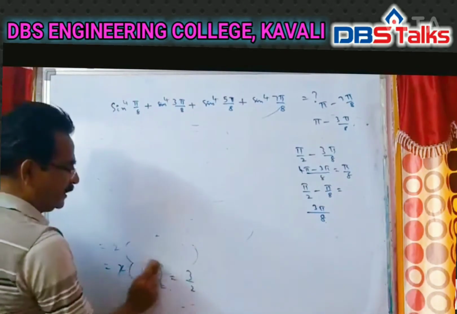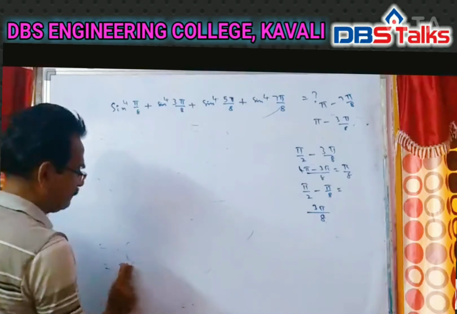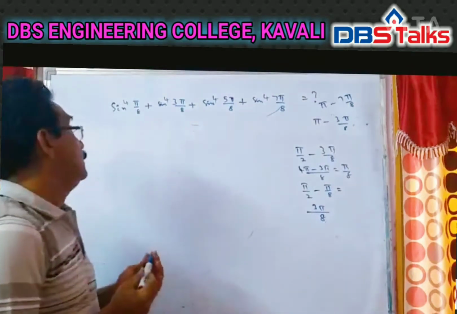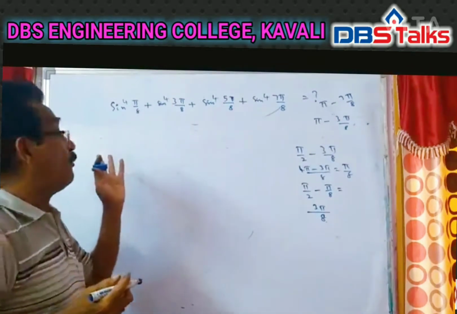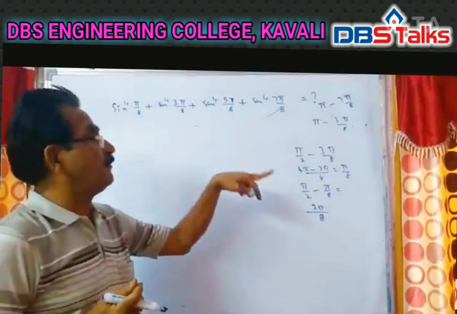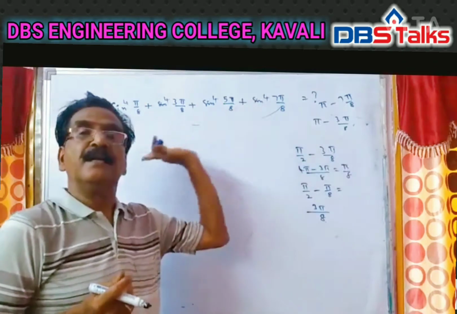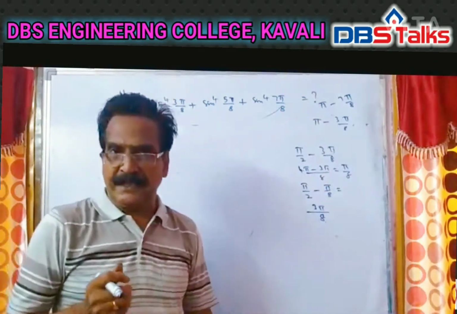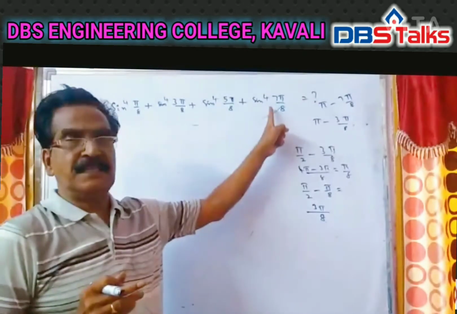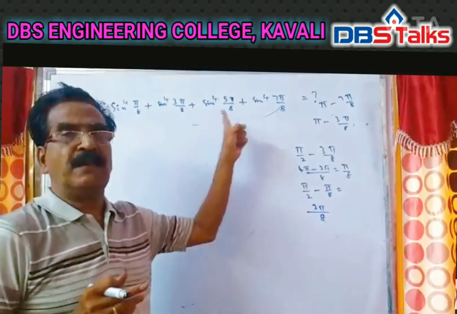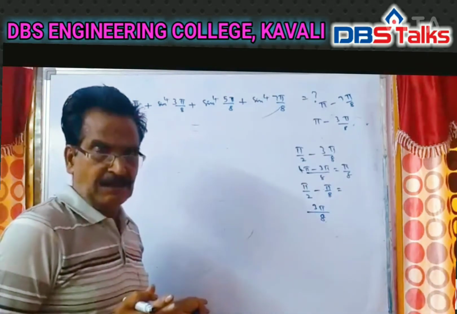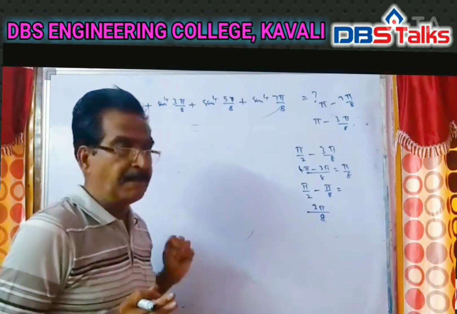Sometimes the question will be sin power 4 pi by 8 plus sin power 4 2 pi by 8, 3 pi by 8, 4 pi by 8, 5 pi by 8, 7 pi by 8. So, if all the terms are given, even terms and odd terms, for odd terms what is the value? 3 by 2. For odd terms, the value is 3 by 2. Just now we have seen.